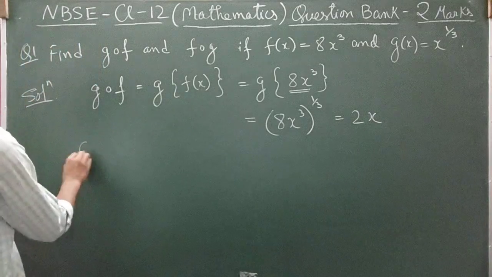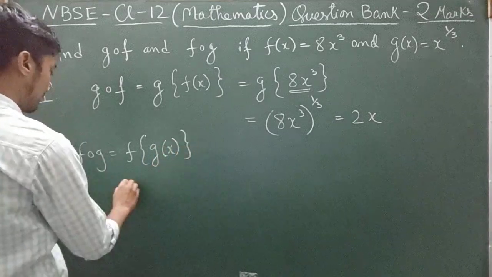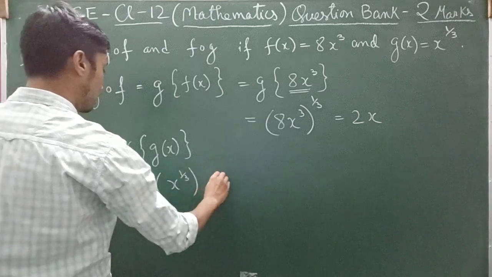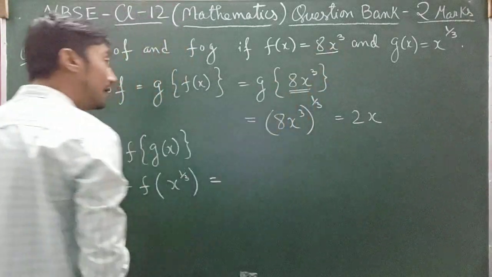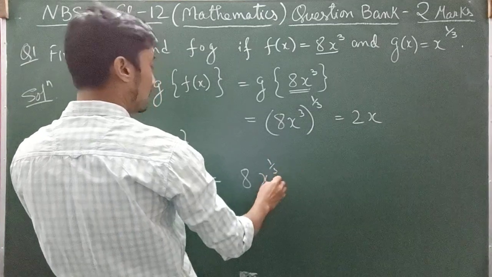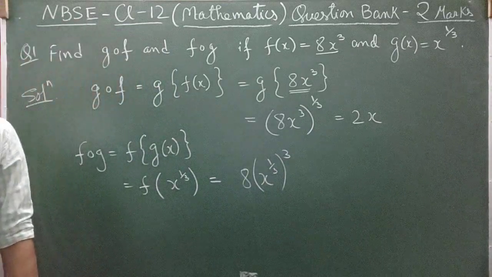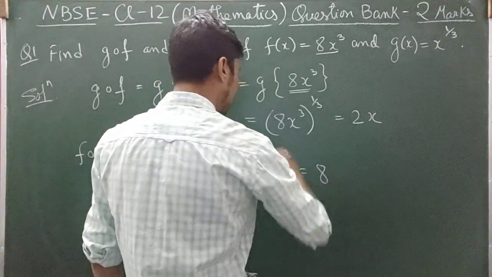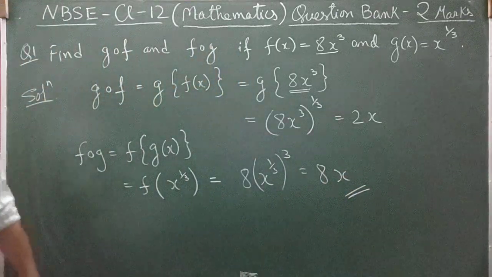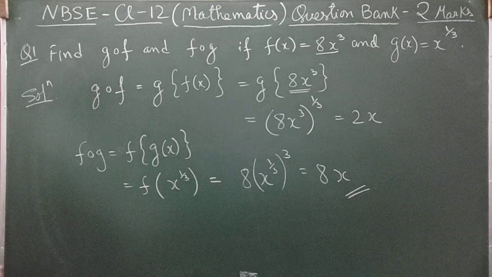So that will be 2x. Similarly, f on g, that will be f of the function g of x. So that's going to be f of what is our function g of x? That is x power 1 by 3. We will be substituting it in 8x cubed. That is 8 times x power 1 by 3 whole cubed. Alright, so the cube and cube root cancel, giving 8x. That's the solution. So one is 2x, the other one is 8x. So a simple question done. You can pause there if you wish.